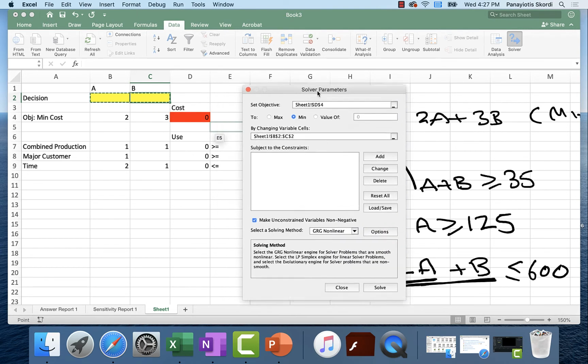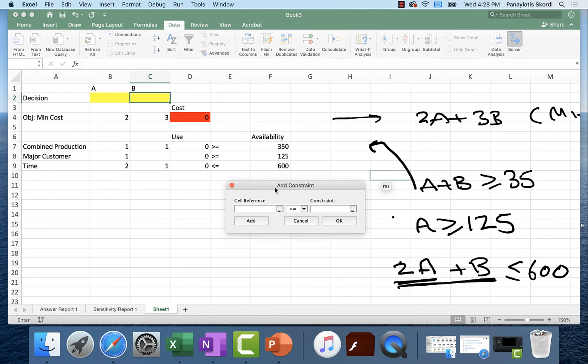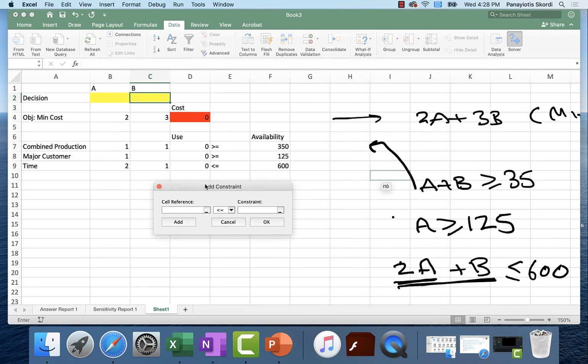And we want to add in our constraints. So these constraints here, let's add them in. The cell reference that goes in here is whatever's in here. The inequality goes here, and the availability goes over here where it says constraint. Now the first two you can put in individually, but since this inequality is the same, we can put the first two in together. So those two are greater than or equal to these two, and Excel will figure that out.